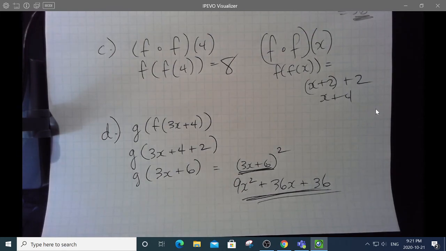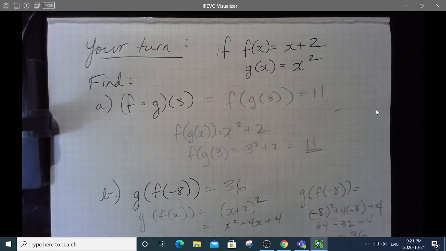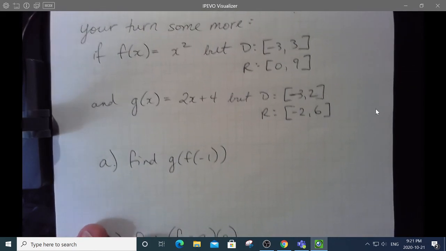Okay, so there's kind of the first real example. I actually didn't call this one an example. I called it a your turn. So the next one's going to be more of a your turn. See, look, you get lots of turns.